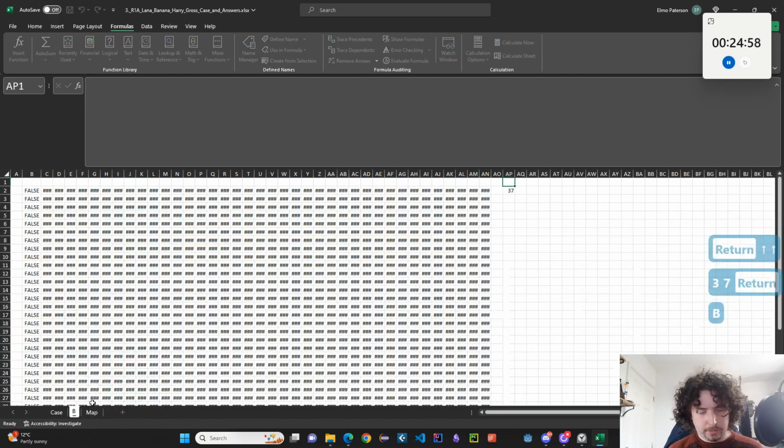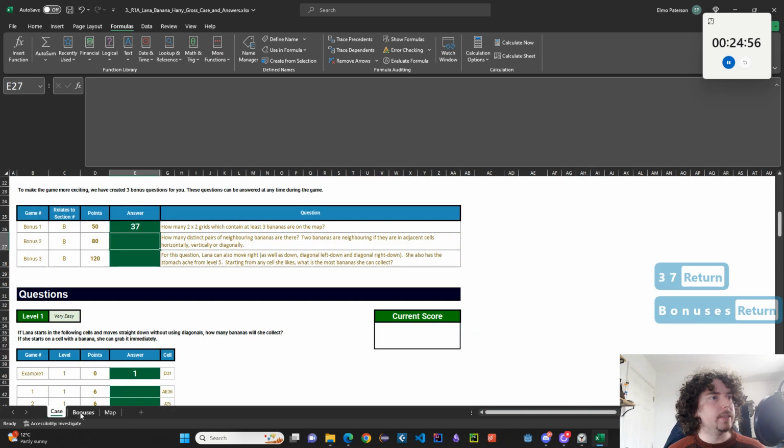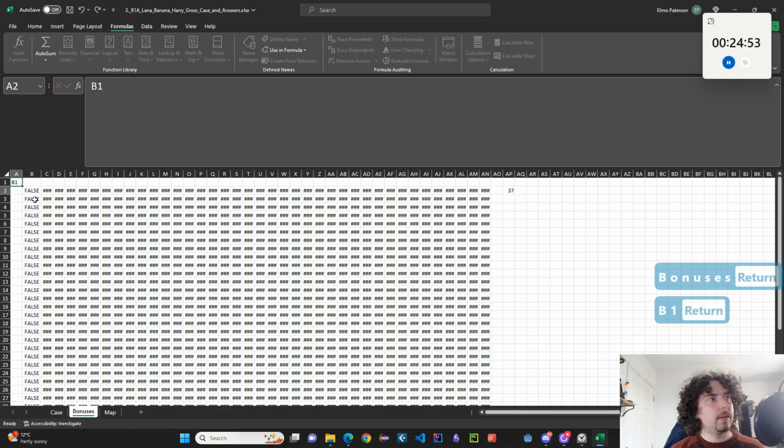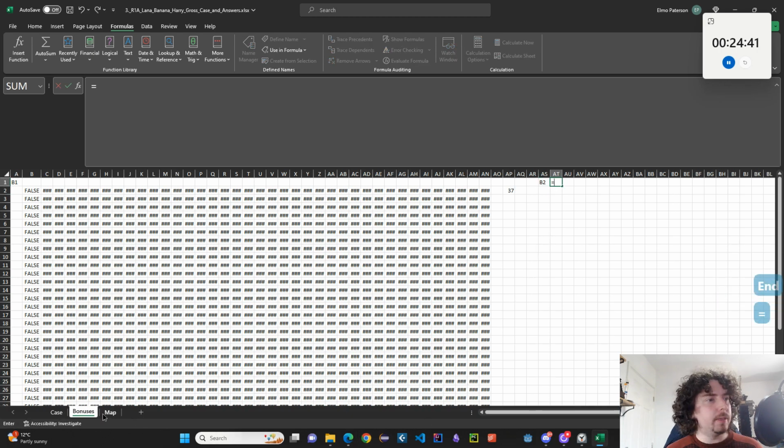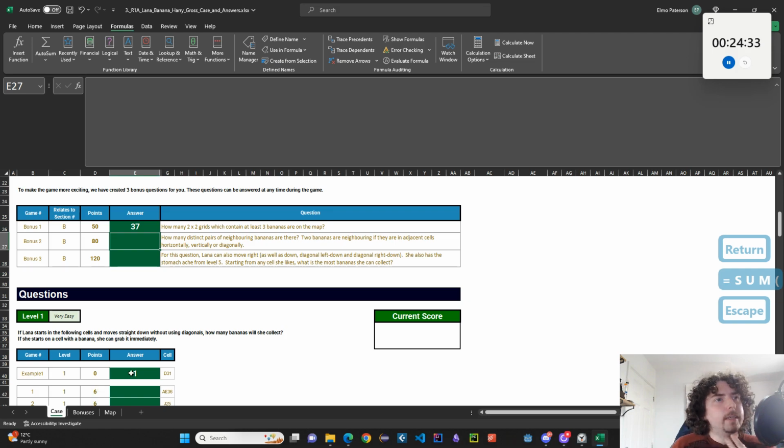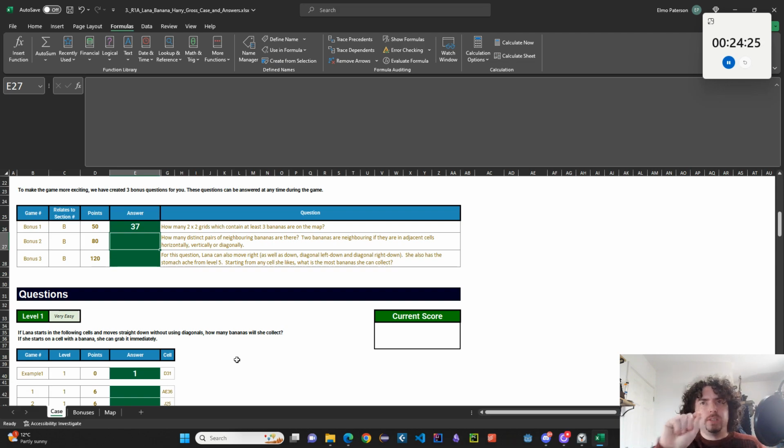Let's call this bonuses. And what was that second bonus? How many distinct pairs of neighbouring bananas are there? So let's just, as a little helper, pull in these names. We know how far across we need to go, and we want to know distinct pairs of bananas. Two bananas are neighbouring if they are on adjacent cells horizontally, vertically, or diagonally, but we don't want to count them twice, so we only need to count going down, going right, going diagonally down left, diagonally down right, because anything else would be duplication, so that's fine.